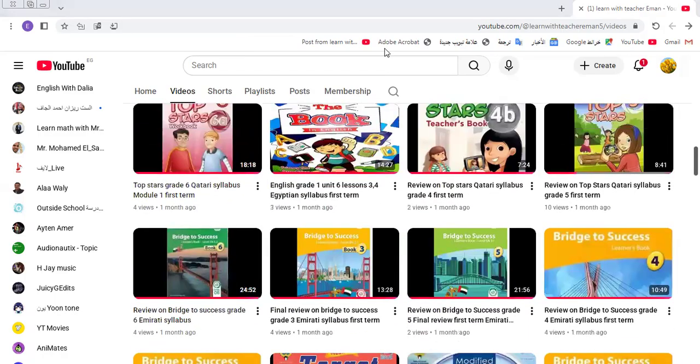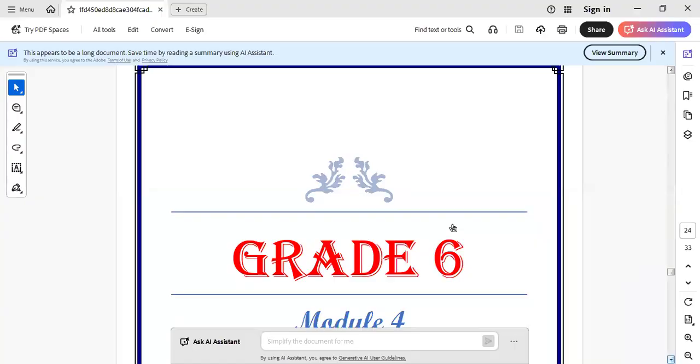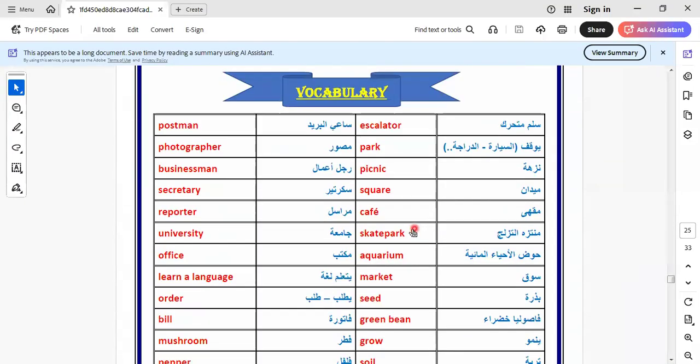Let's go to our module today. Today I will start module 4 in your book, Top Stars. Let's go to this unit. Here we have some vocab.